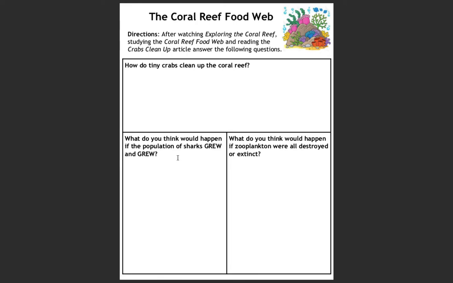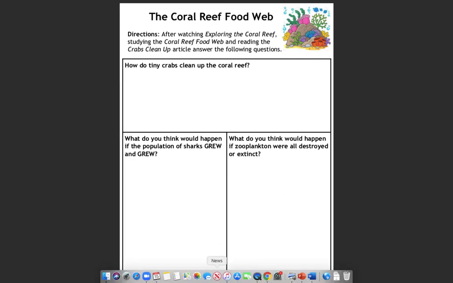What do you think? Then, in this last question, it says, what do you think would happen if zooplankton were all destroyed or extinct? So that means if all the zooplankton, those little creatures that I showed you, what if they all died and they just didn't exist anymore? What would happen to our coral reef food chains? What do you think? Do you think it would be good, or do you think it would be bad?